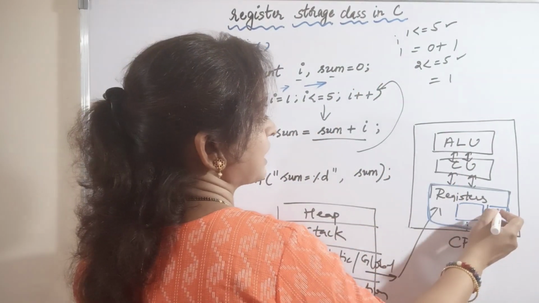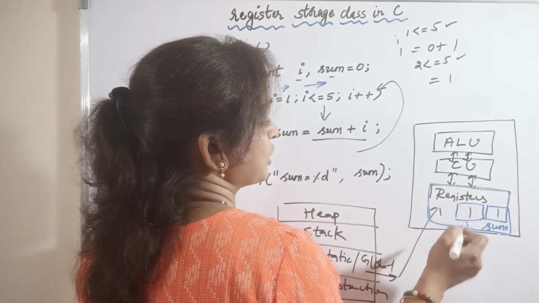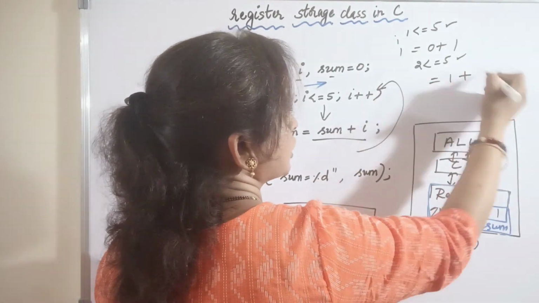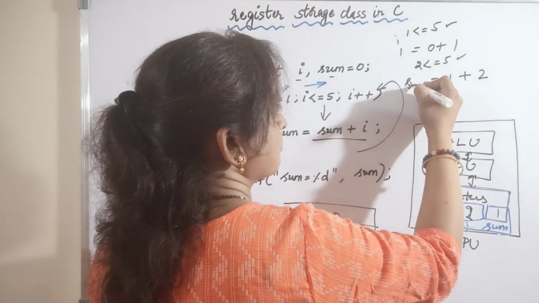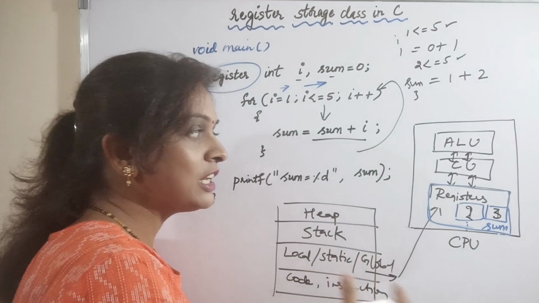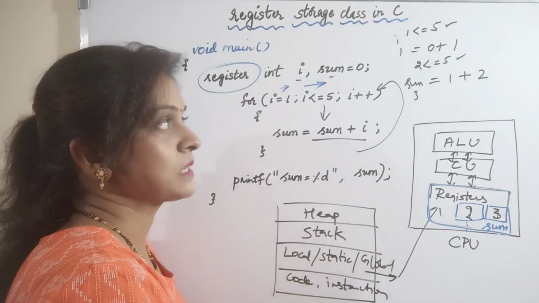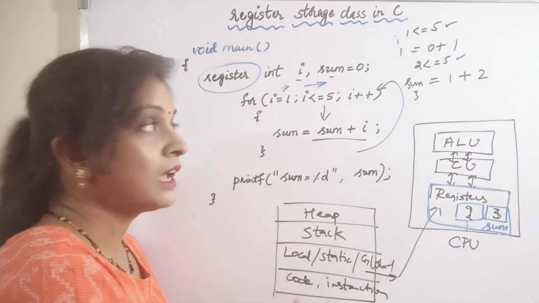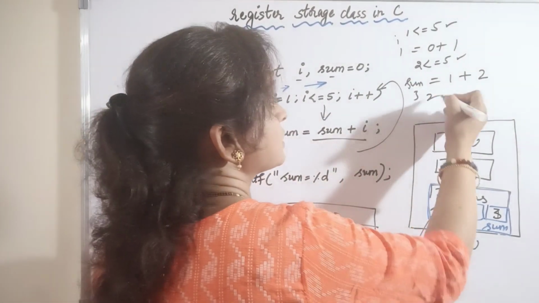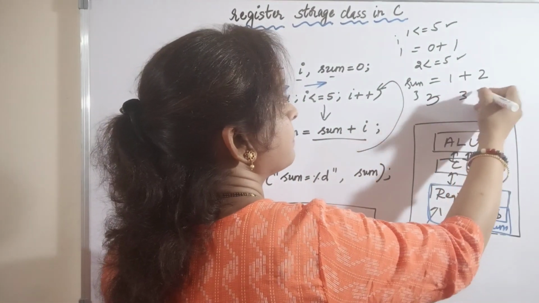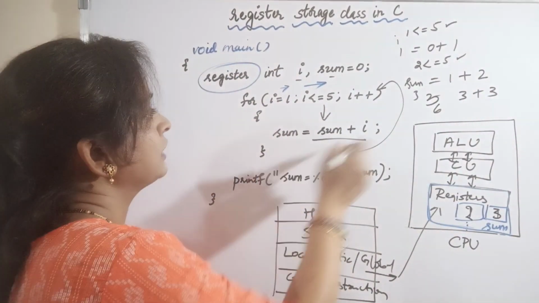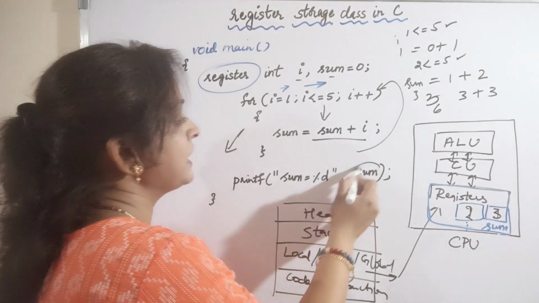See, the sum value is getting changed, the I value is getting changed. I becomes 2, sum becomes 1 plus 2, so the sum value is 3. See, again sum is changing. So frequently we are using the I value and sum value. It goes on like that: 3 plus 3, it is 6. It goes on like this, and the loop ends and we come out and print the sum value.